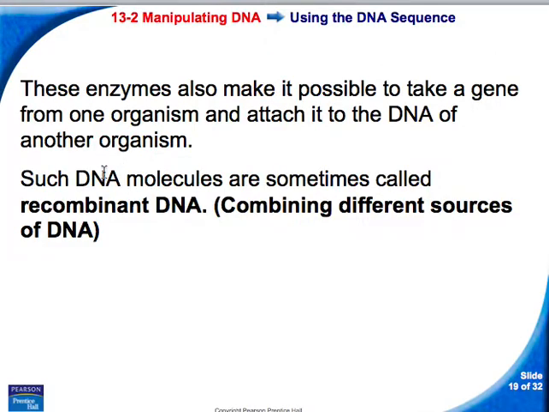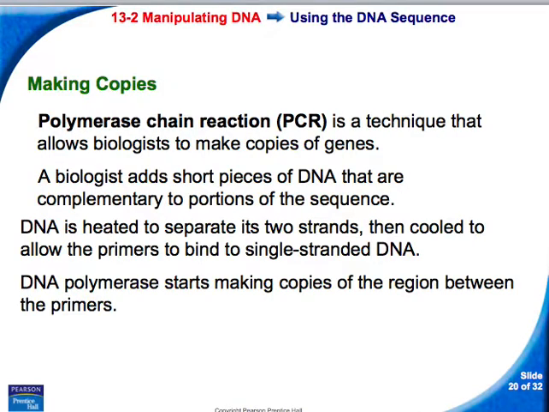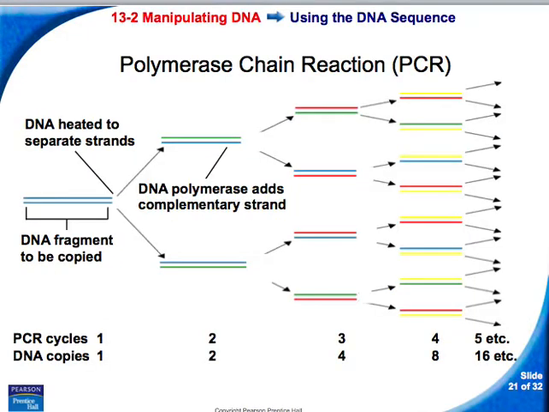Now, when we take these enzymes, it's possible then to take DNA, once we have the sequence, and combine that DNA with other DNA. This combining of different sources of DNA is called recombinant DNA. And one of the processes I want to talk about real quickly is something called polymerase chain reaction, or PCR. And all this is taking a strand of DNA and replicating it super fast, so that you have a bunch of stuff to work with.